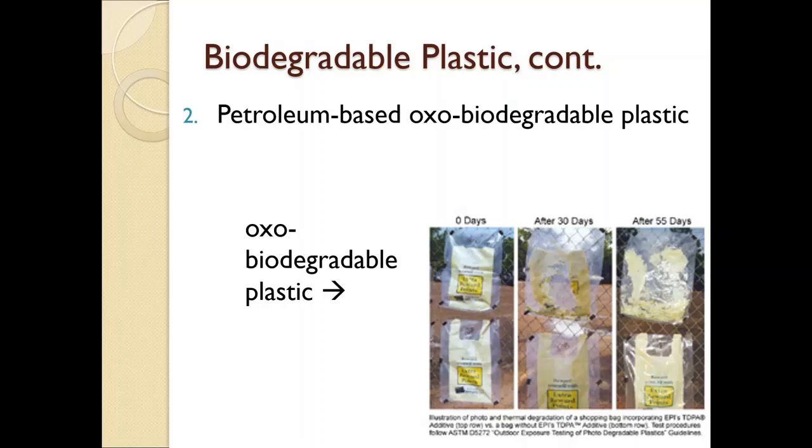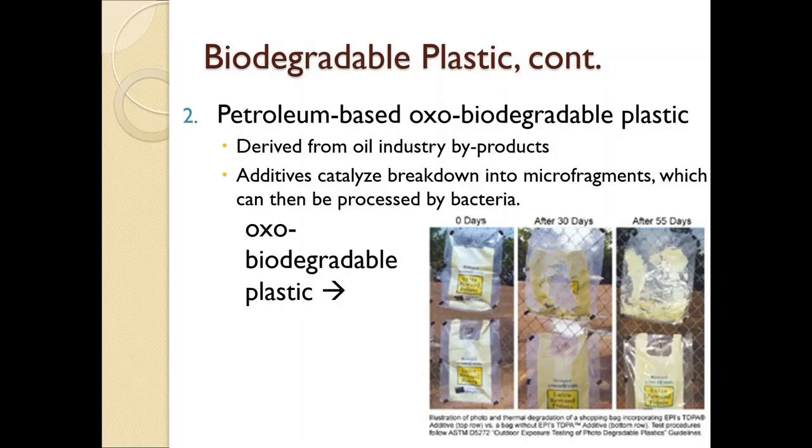The other kind of biodegradable plastic is petroleum-based, and it's oxo-biodegradable. What happens with these plastics is they are derived from oil industry byproducts, and then some kind of additive is added to the plastic to catalyze the breakdown into microfragments.